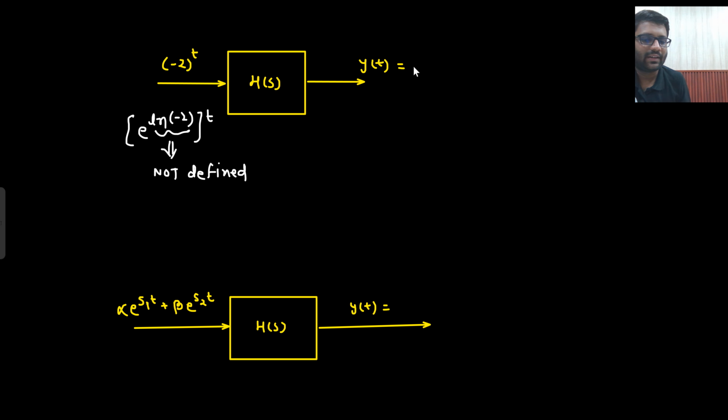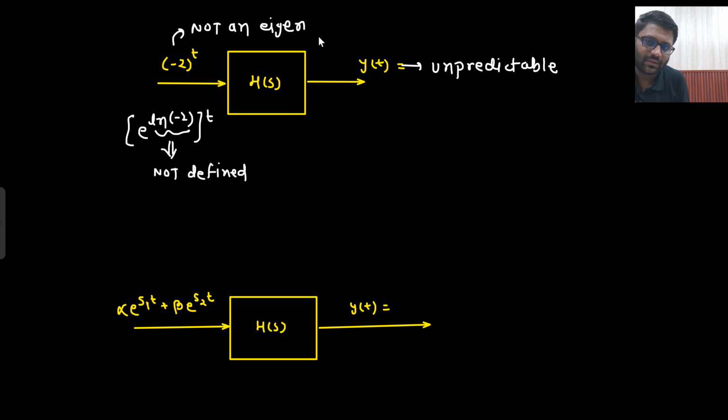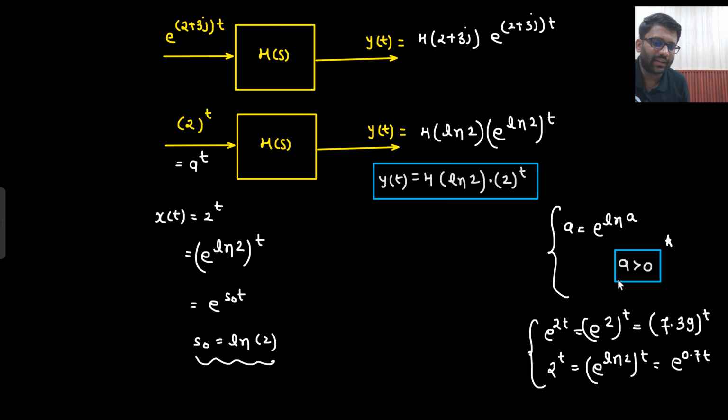So here also the output is unpredictable. Or you can say this is not an eigenfunction. So what is the condition? That a should be greater than 0. So here 2 to the power t you are writing down. a should be greater than 0.